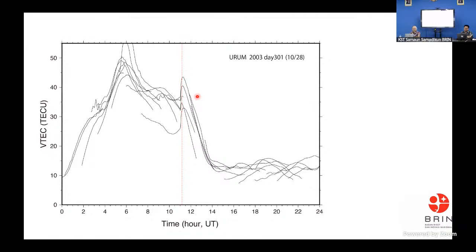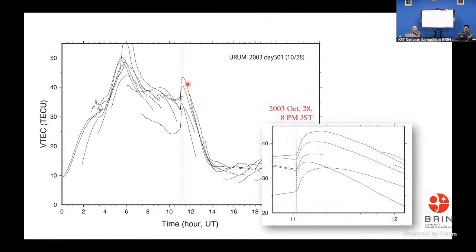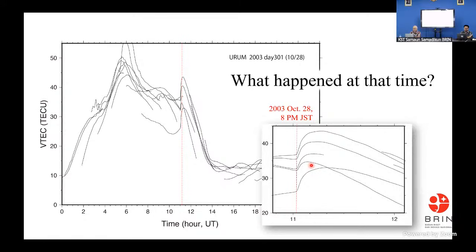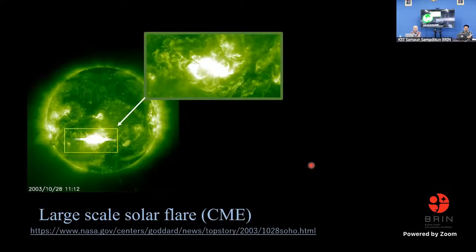So it is 2 cycles before. And there was a big explosion on the solar surface, and TEC suddenly increased. So this is very clear. And this is a close-up, and it starts suddenly and becomes peak in maybe 5 minutes or 10 minutes. So what happened at that time? It is an explosion on the surface of the sun, and we call them solar flare.